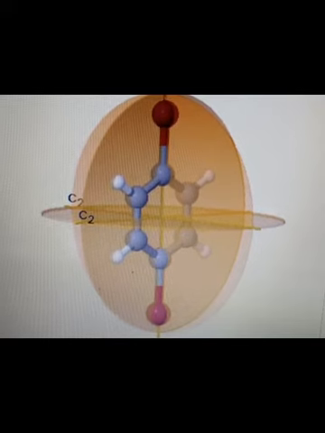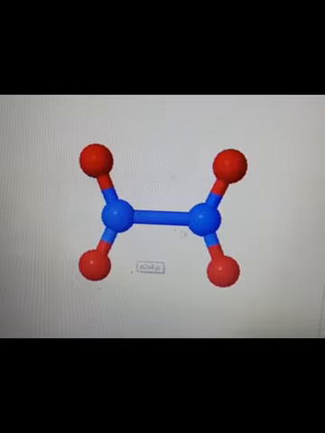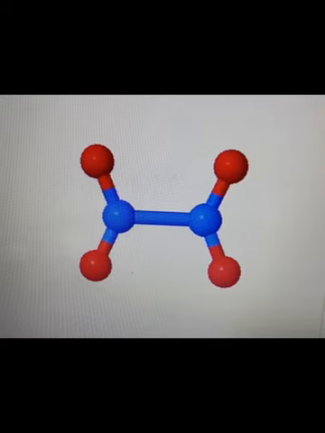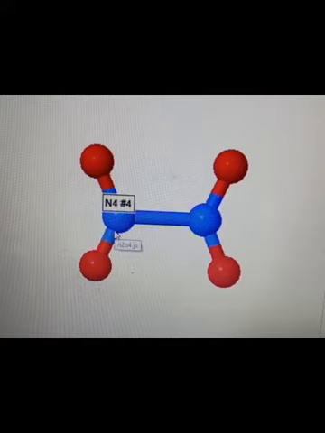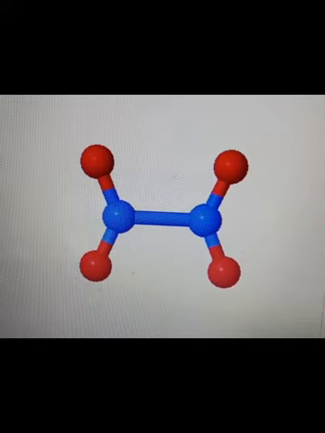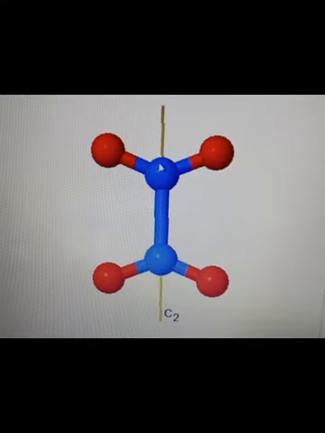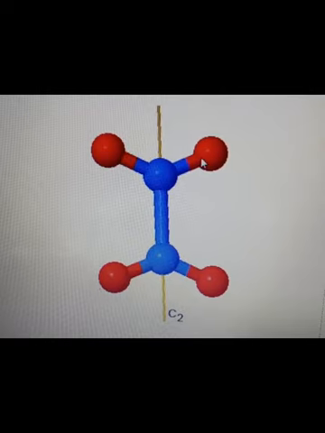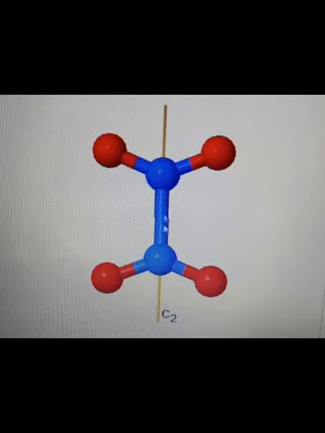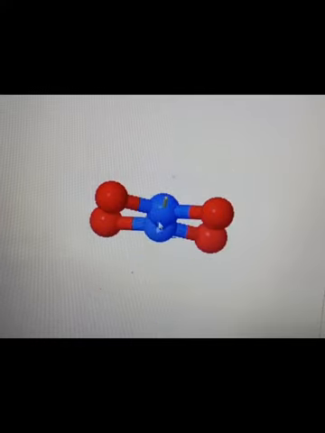The other example we have is N2O4, dinitrogen tetroxide. This is dinitrogen tetroxide, N2 with 4 oxygen atoms, O4. This molecule also comes under the D2H point group. It has a C2 rotational axis, and that C2 is passing through the maximum number of atoms, that is, through the 2 nitrogen atoms. The axis is passing through the 2 nitrogen atoms like this, and on rotation will give you an equivalent structure.